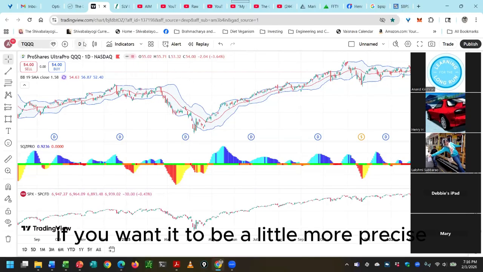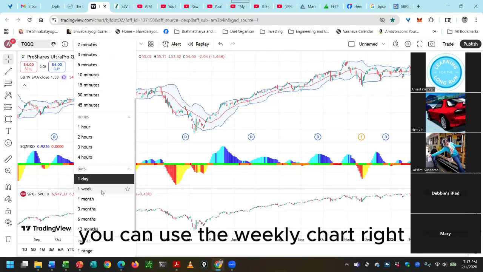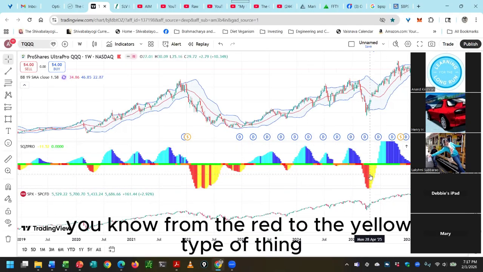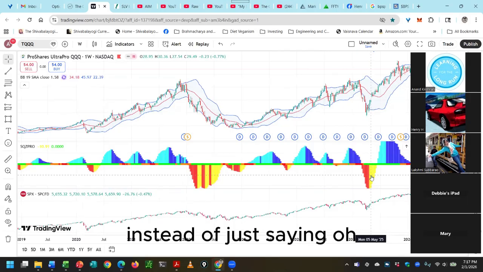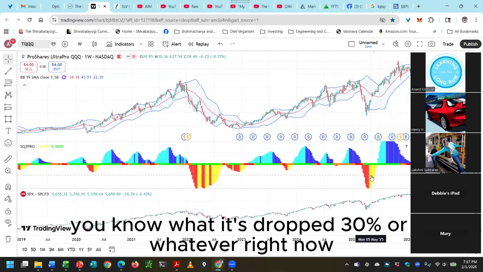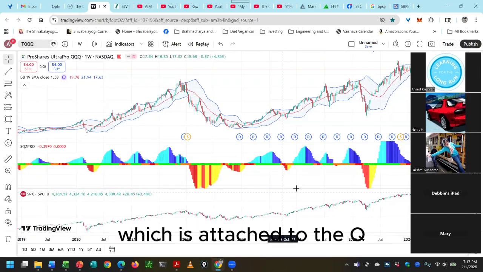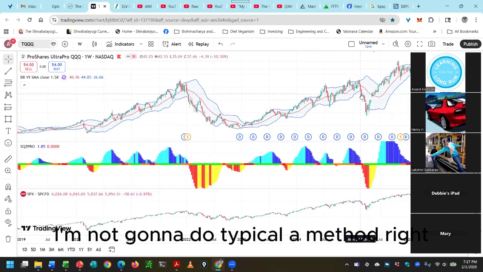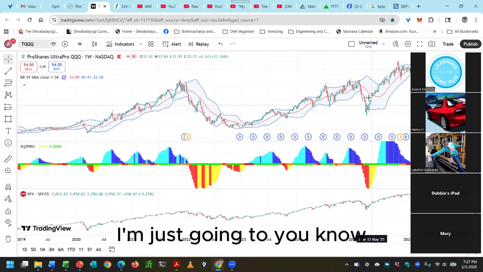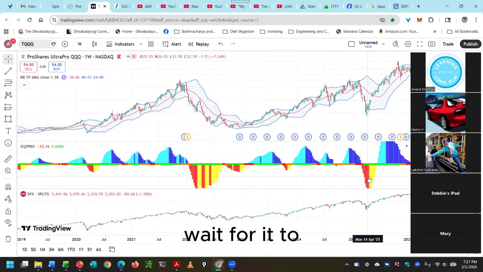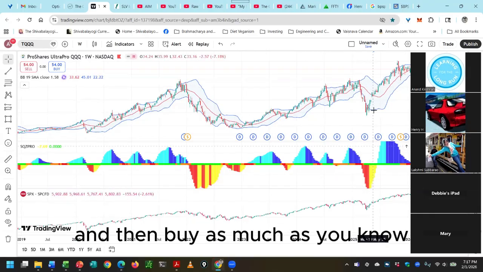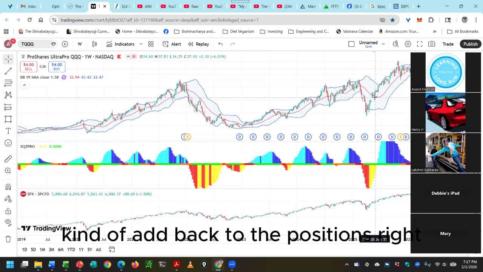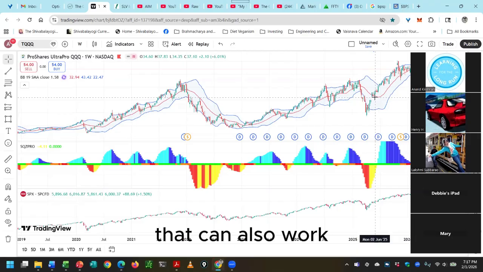Now, if you want it to be a little more precise, you can use the weekly chart and buy from the red to the yellow, instead of just saying it's dropped 30% or whatever. Especially if it's something like TQQQ, which is attached to the QQQ, that can work quite well. You can say, I'm not going to do the typical AIM method, I'm just going to wait for it to go from the red to yellow on the weekly, and then buy as much as, maybe then do my 50%, add back to the positions. That can also work.